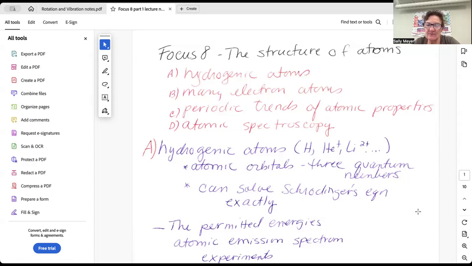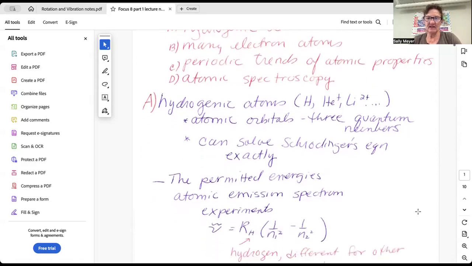So hydrogenic atoms, hydrogen, He plus, lithium plus 2, we can solve exactly and get atomic orbitals. So those are wave functions from Schrödinger's equation. And we're going to have 3 quantum numbers because we're going to work in spherical polar coordinates. So we're going to have 3 different boundary conditions. And those 3 boundary conditions will give us 3 quantum numbers, as we saw in other systems that we solved.